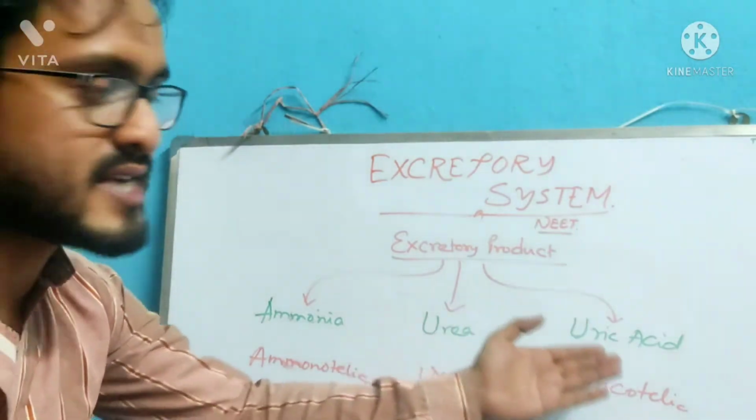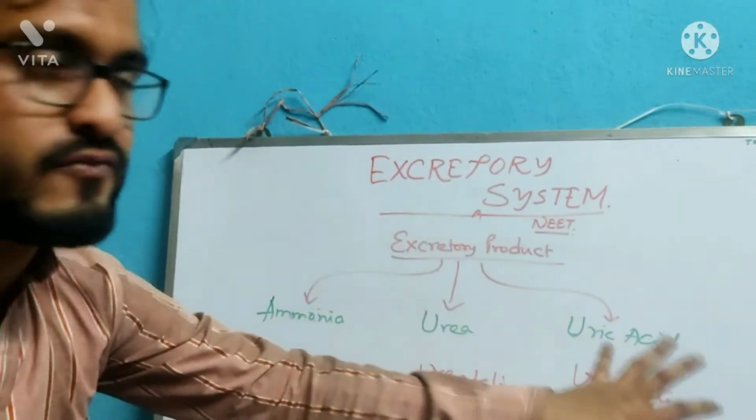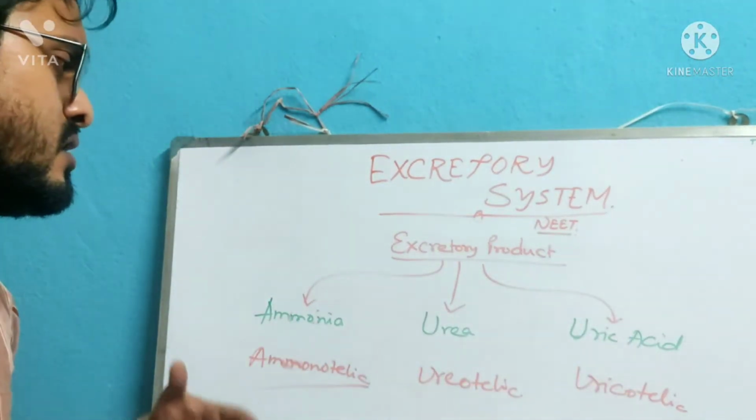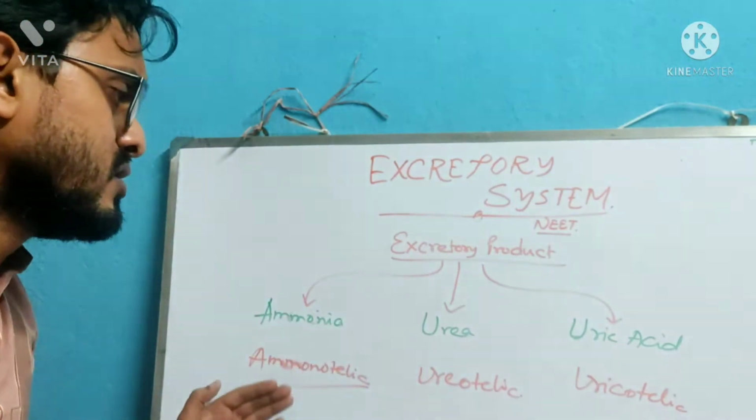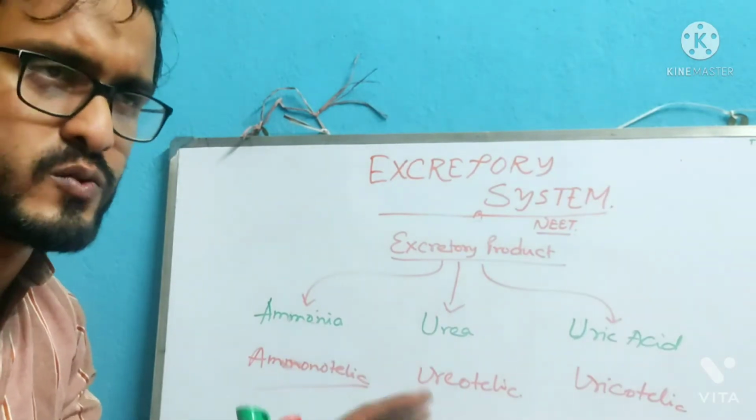Those animals having uric acid as the excretory product are uricotelic. This is a very hot topic for your question purpose. Various question types come up, like which are ammonotelic, ureotelic examples, or the different water solubility matters. These are the main purpose of questions in NEET.